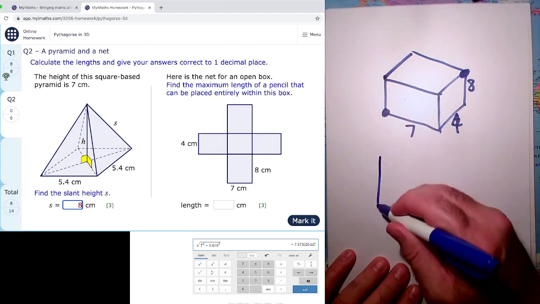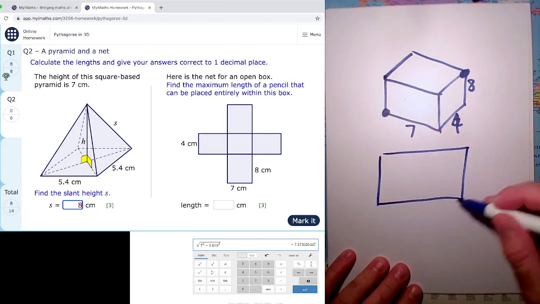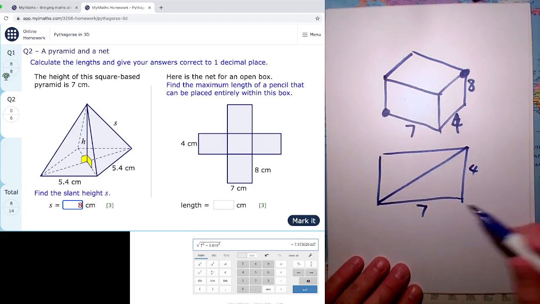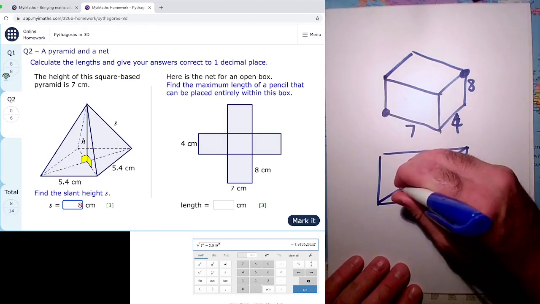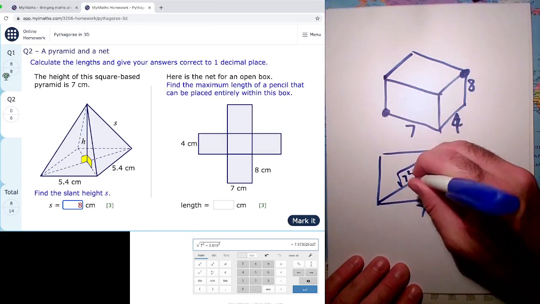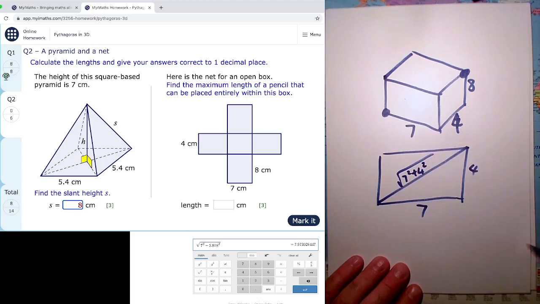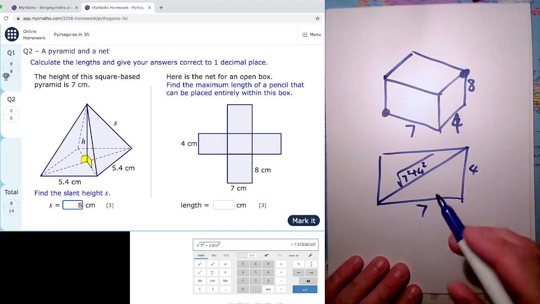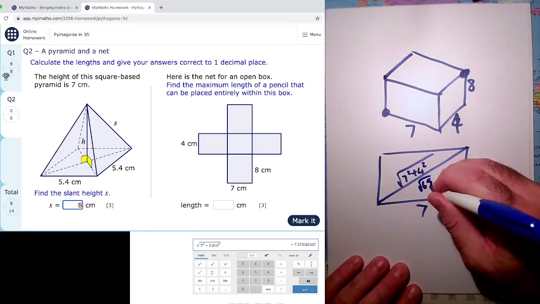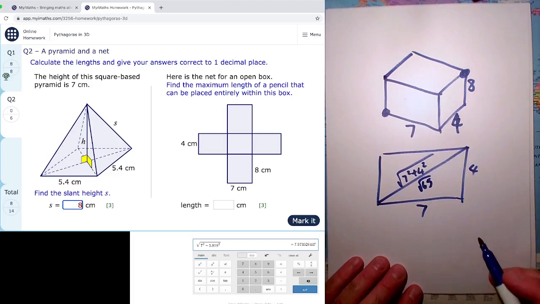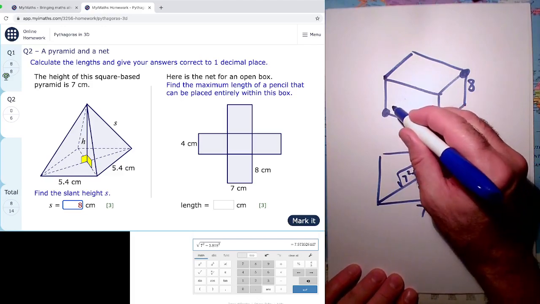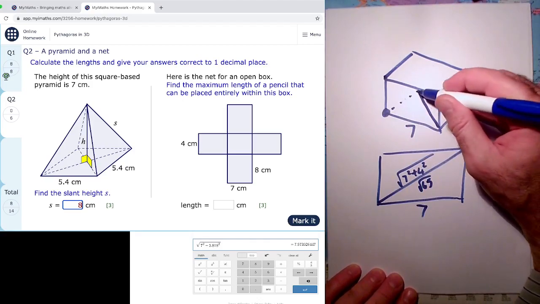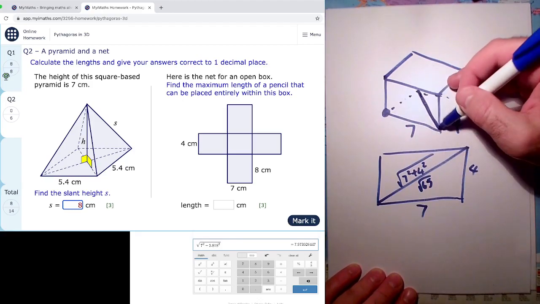So thinking about the bottom of that box with 7 and 4, the diagonal of that is going to be the square root of 7 squared plus 4 squared. So the square root of 49 plus 16 will be the square root of 65. So let's just sort of pencil that in. So we've got a diagonal there, that's the square root of 65.